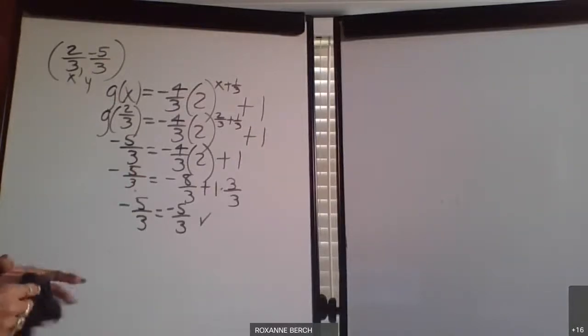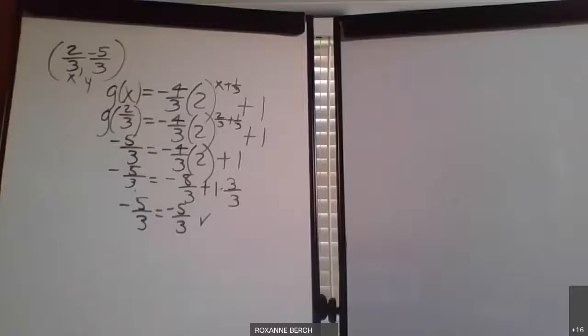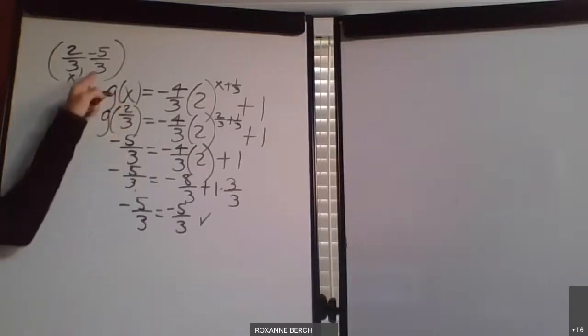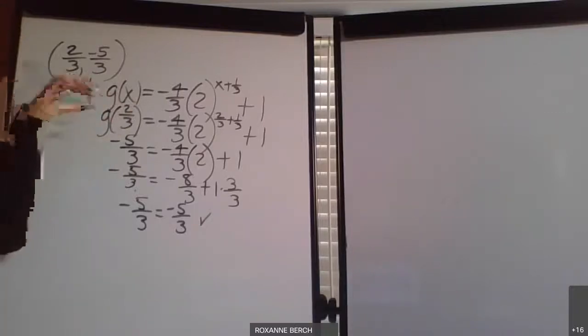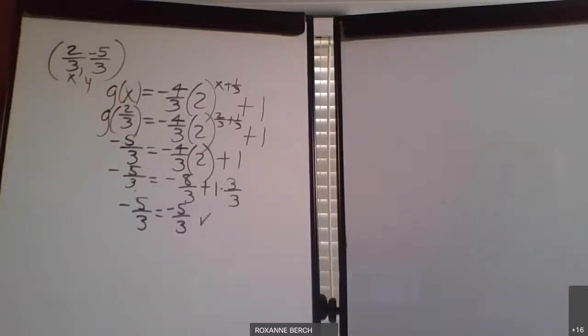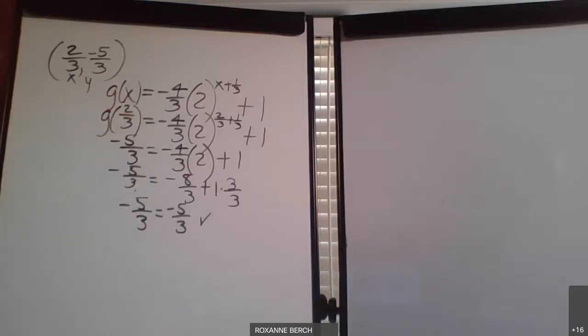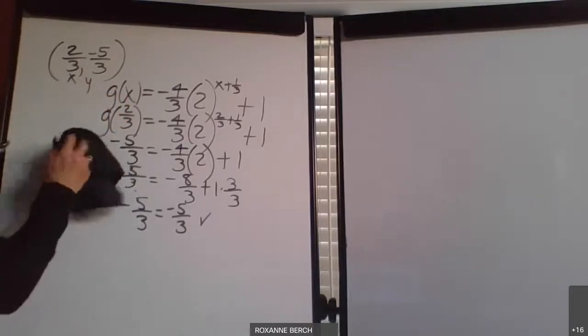Hello? How did you get -5/3 on the left side? Well, remember this is g of x, and g of x is a function name, which means y. Oh, okay. So inside is x, but g of x is y. So I took that notation out and put in y because this represents y. Oh, okay. I see. Thanks.